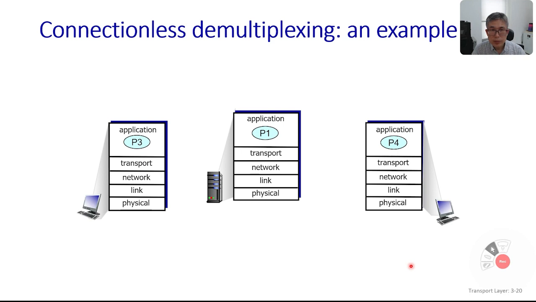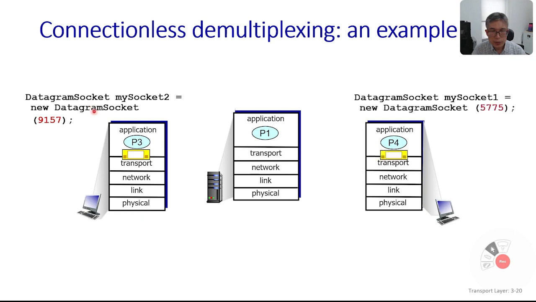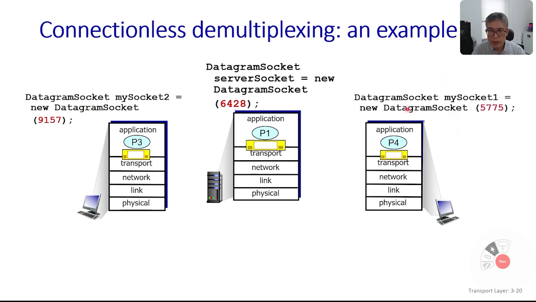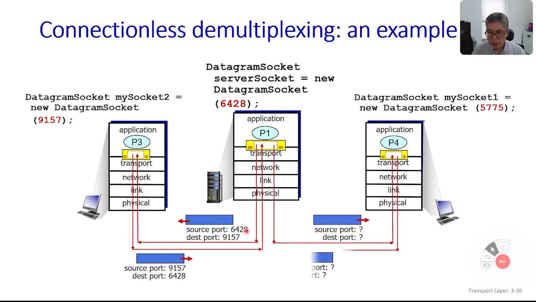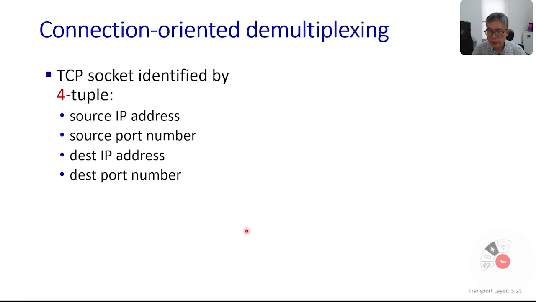So here is a connectionless multiplexing example. Using this datagram socket, another datagram socket is created. This is a server socket. Then I deliver the source port and destination port, and respond with them exchanged, or swapped. Similarly, you can guess the rest.